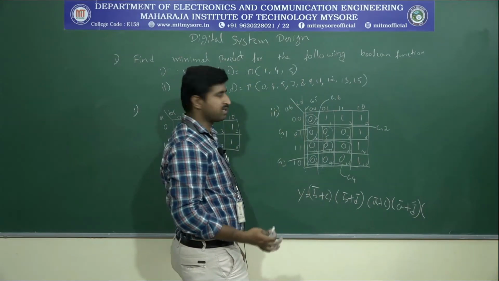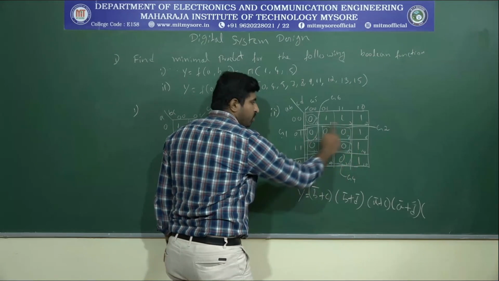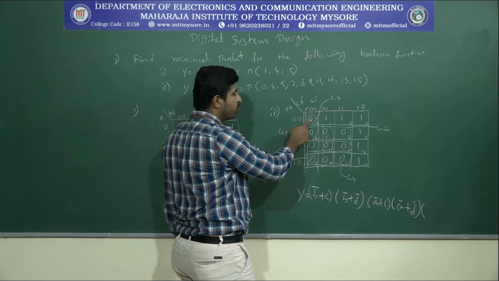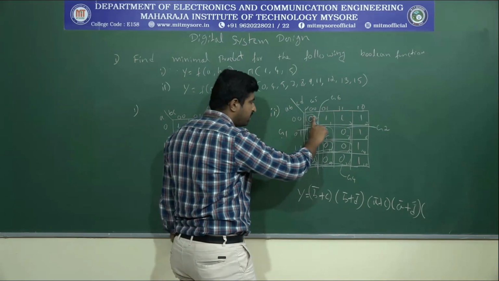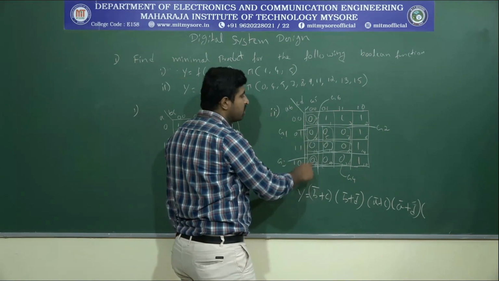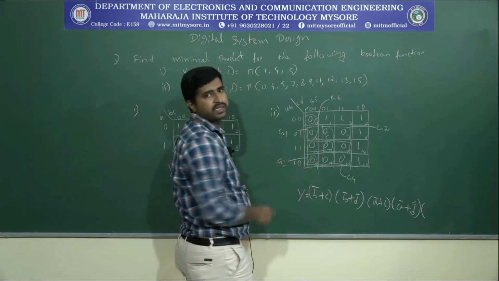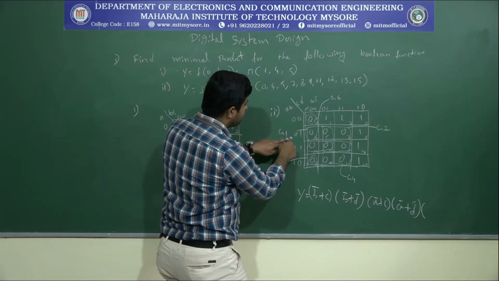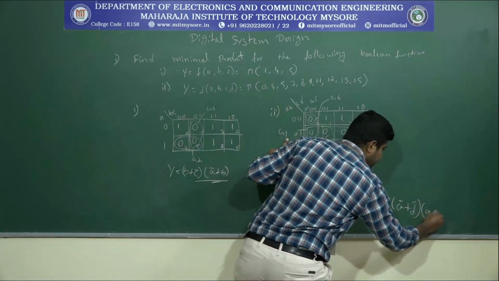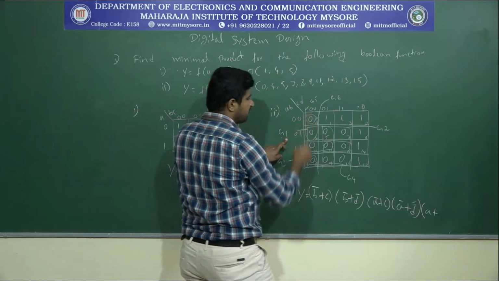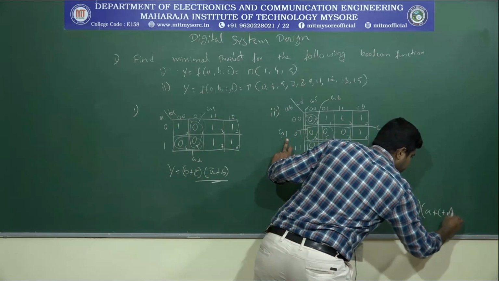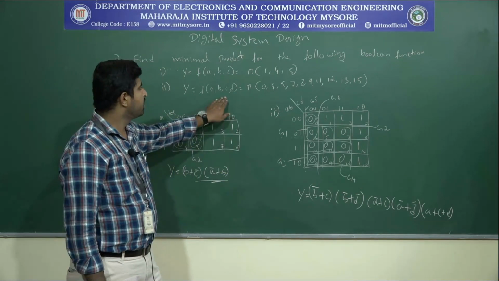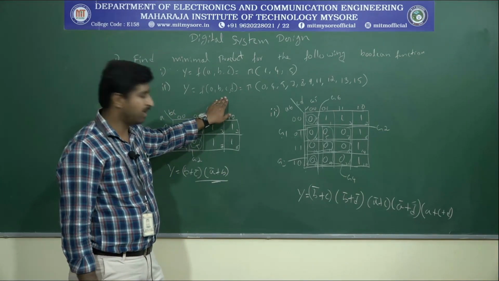Next, we write group 5 or group 6 for the simplified expression, because when grouping we considered the large groups, but 0 is left out here and we need to group it. So we can group 0 with 4 or 0 with 8. I will consider 0 with 4. Then the expression will be A plus B, since A will be 0, and then C plus D. This is one simplified equation for the given expression.